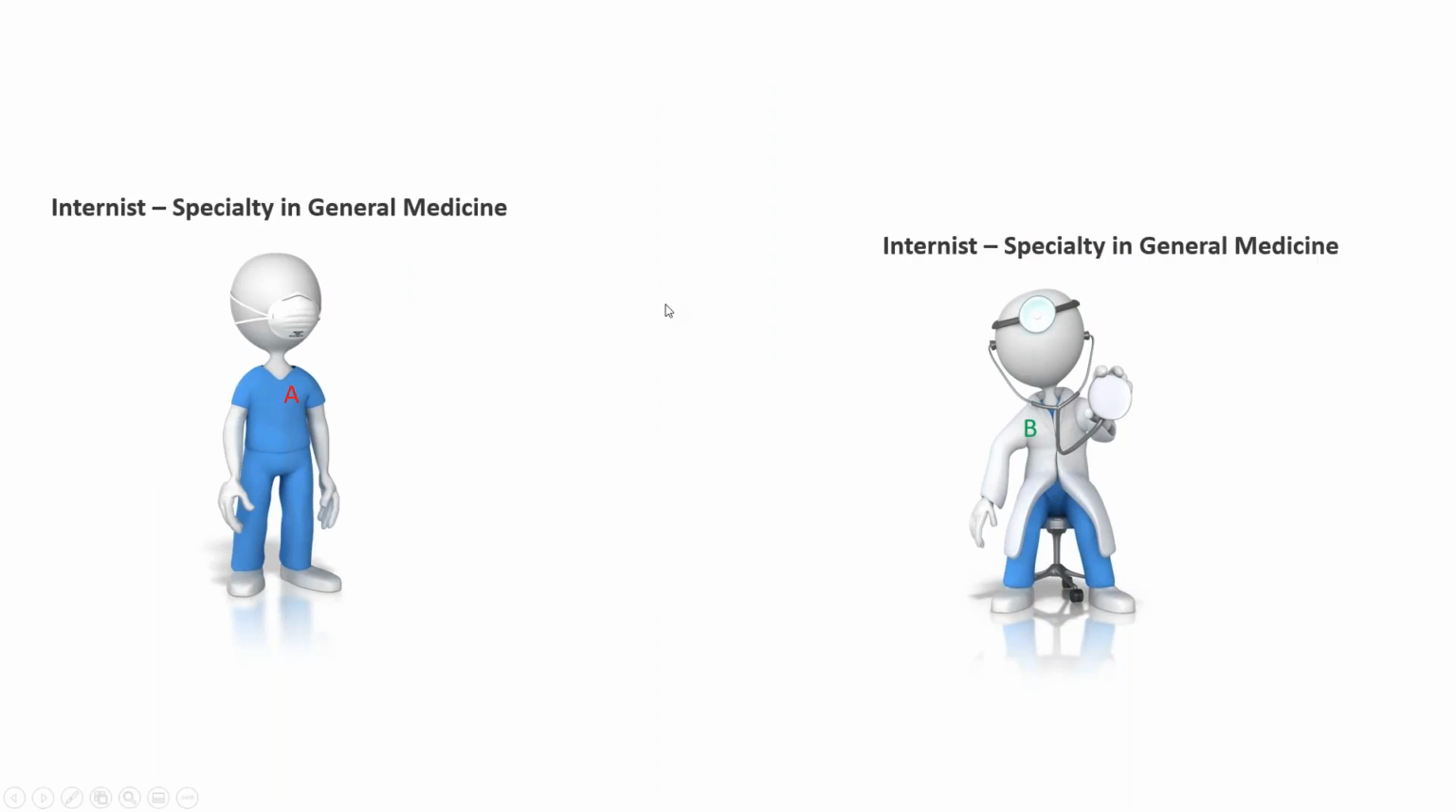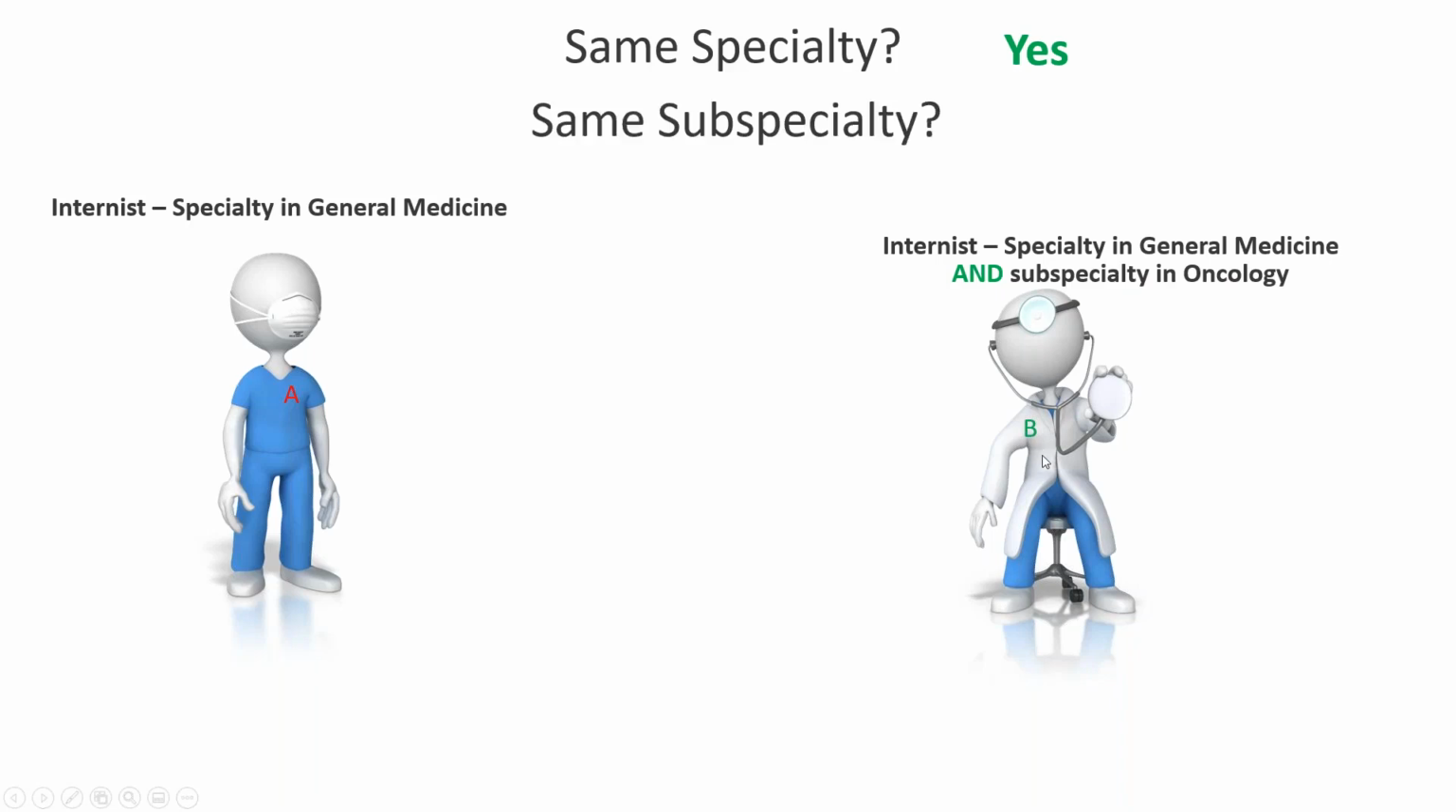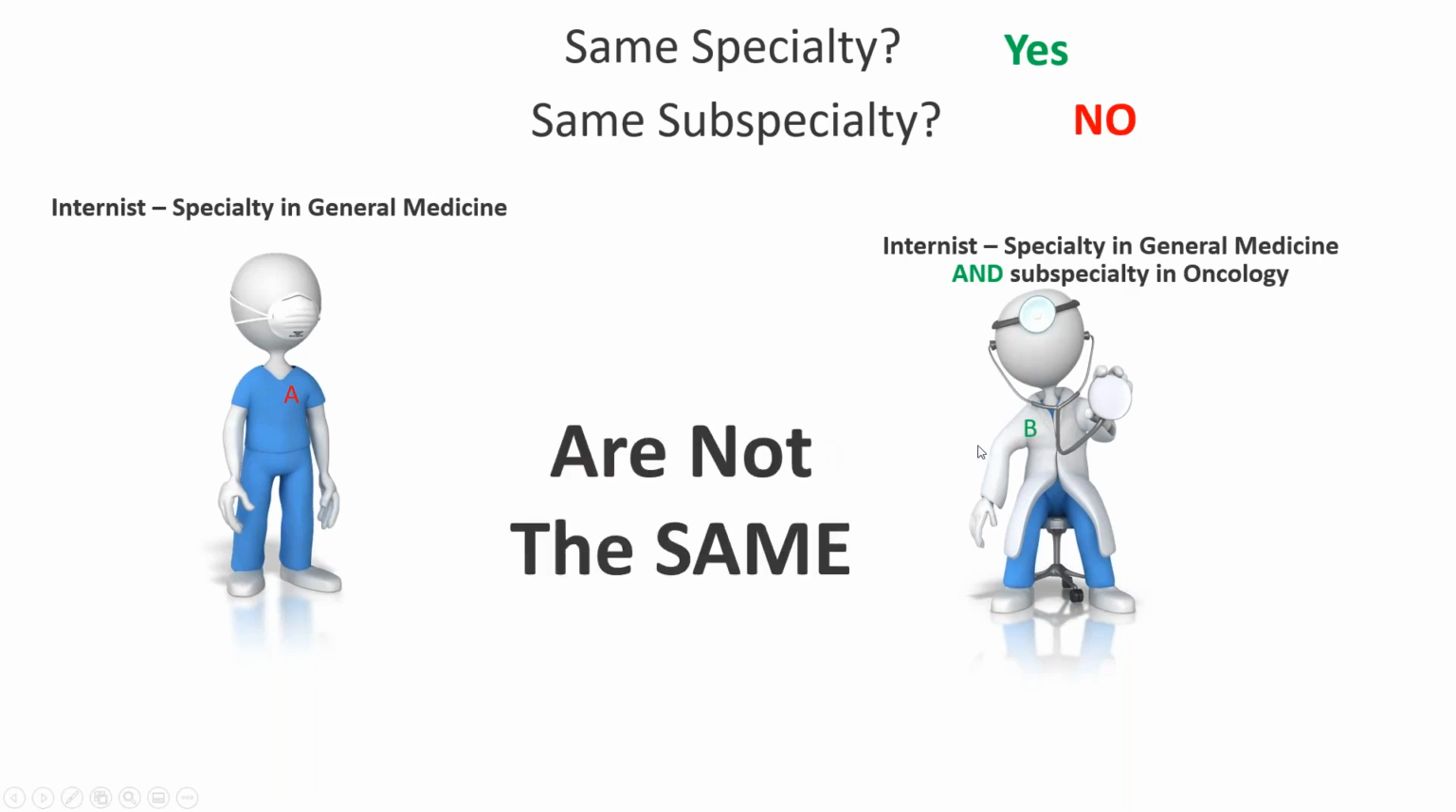So when we look at Dr. A and B, Dr. A is an internist with a specialty in general medicine. Dr. B is also an internist with a specialty in general medicine and has a subspecialty in oncology. So, Dr. A and B, they have the same specialty but they do not have the same subspecialty. Therefore, they are not considered to be the same doctor.